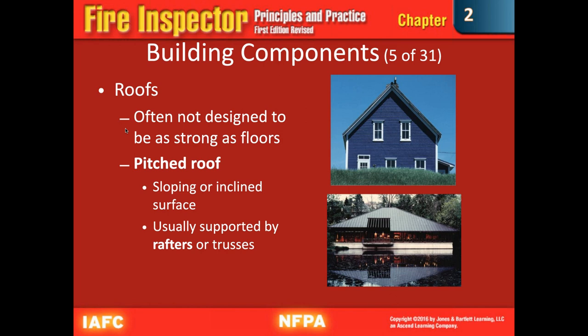There's three primary designs. We have a pitched roof, which is what you see in the picture. These are sloping or inclined surfaces. Variations include gable, hip, mansard, gambrel, and lean-to roofs, usually supported by rafters or trusses. Your rafters are solid wood joists mounted in an inclined position.